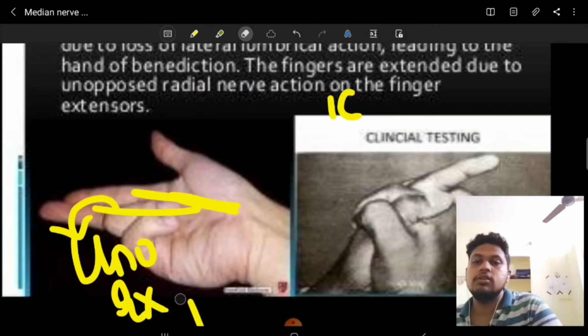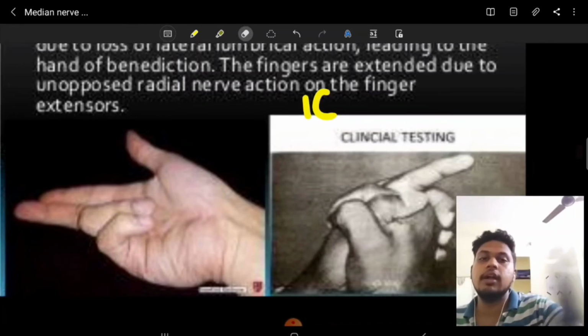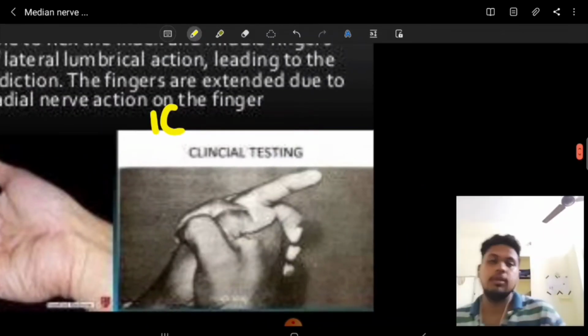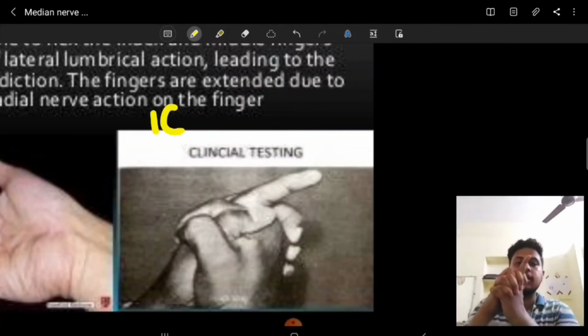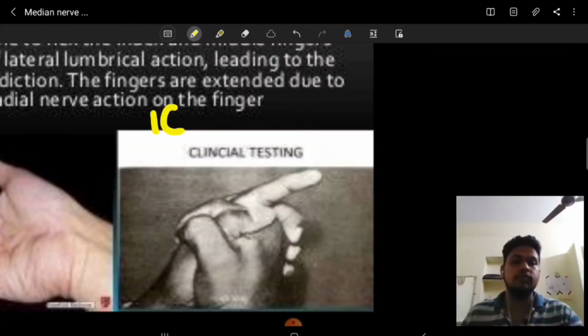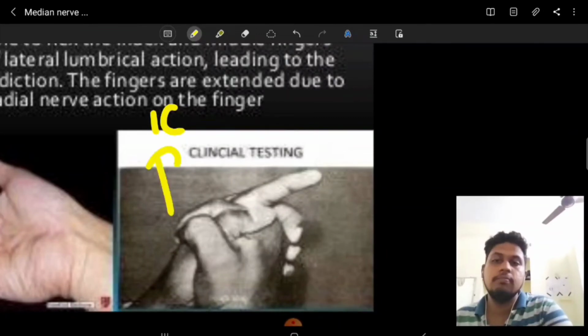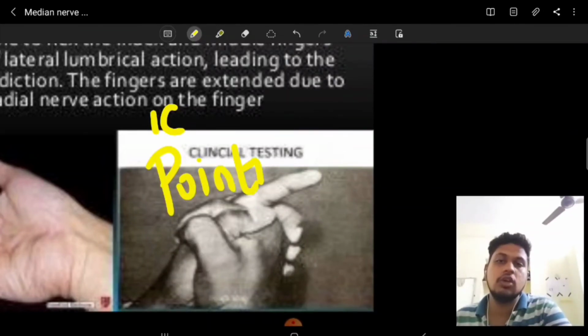This can also be tested by another test, called the Ochsner clasp test, in which the patient is asked to clasp his hands, but he cannot flex his index finger. This sign is called pointing index. It is also a sign of median nerve injury.